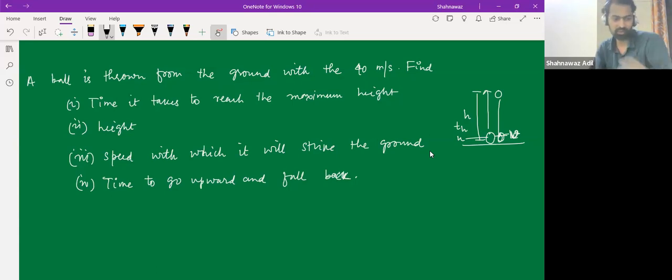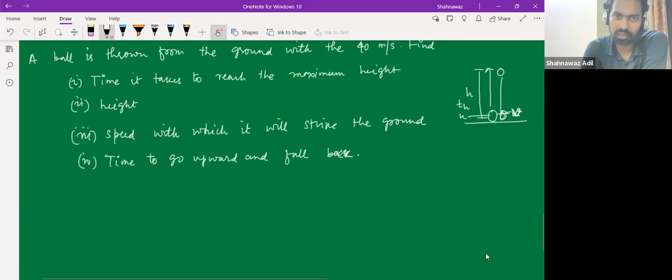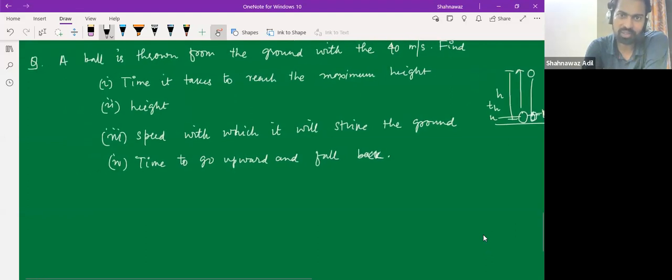Whenever they mention it, use that value; and if they don't mention g, then you take g equals 10, right? So we all know what these quantities are. The time it takes to reach the maximum height, that is T_H. How much is T_H, guys? It is u by g. So u is 40 and g is 10, so this is 4 seconds.